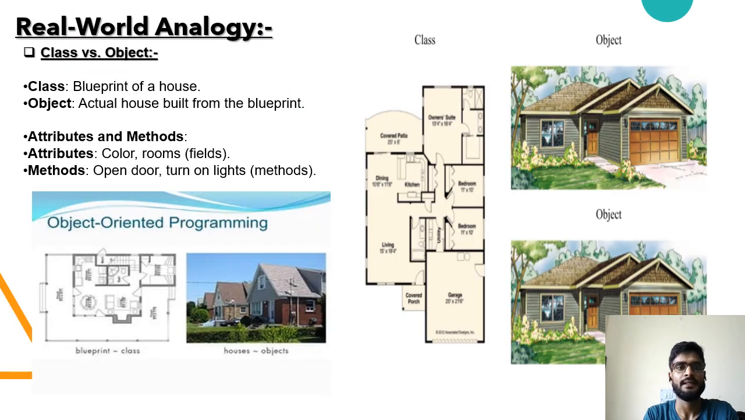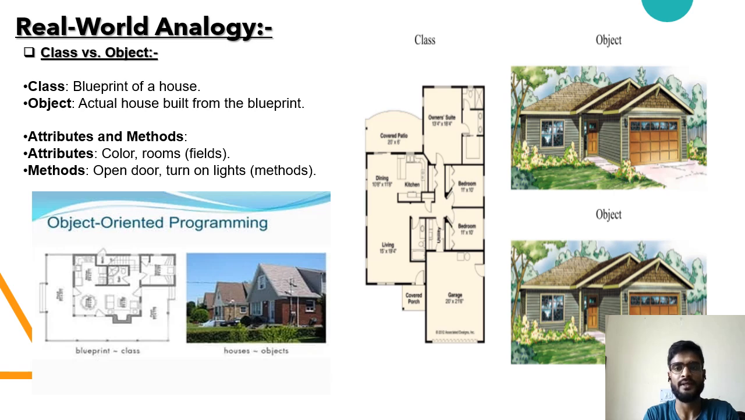Now in this slide we'll see a real-world analogy of class and object in Java. Class versus object in the real world. You can see the blueprint of a house is a class, and the actual house built from that blueprint we say is an object. Attributes and methods are used. Here color and rooms are the attributes, and open door and turn on lights are the methods used in this case. You can see here the example of a building.